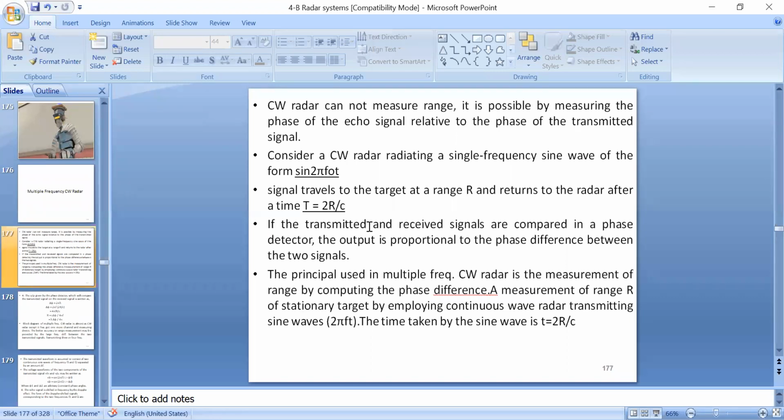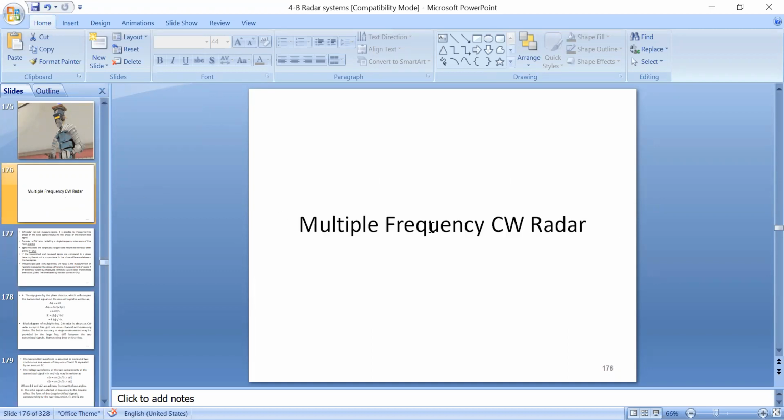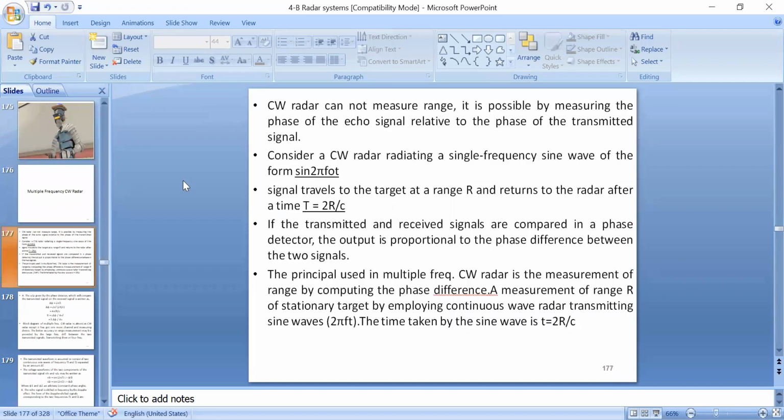So if the transmitted and received signals are compared in a phase detector, by employing a phase detector block in the basic continuous wave radar design, we can compare the phase of the two signals. As the name itself indicates, this is the multiple frequency continuous wave radar. So here we can easily compare the phase of two signals, and the output is proportional to the phase difference between the two signals.